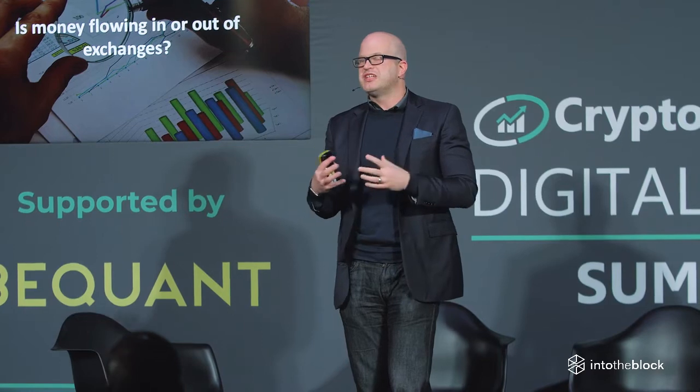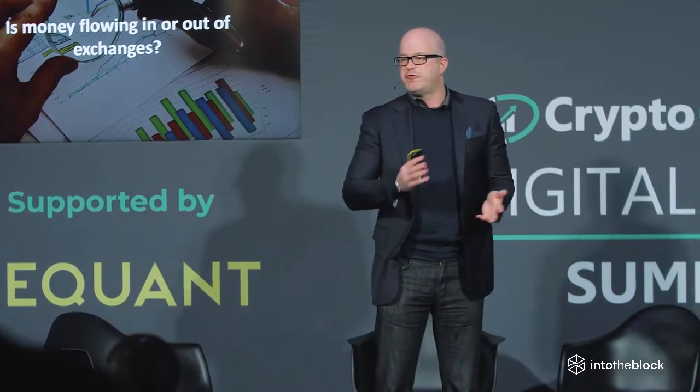So imagine that you can look at the blockchain. Every analytics vendor in the space gives you an address count. Is the network growing or shrinking? That's one of the most misleading charts that you can look at. I'll tell you why. Not all addresses are created equal.